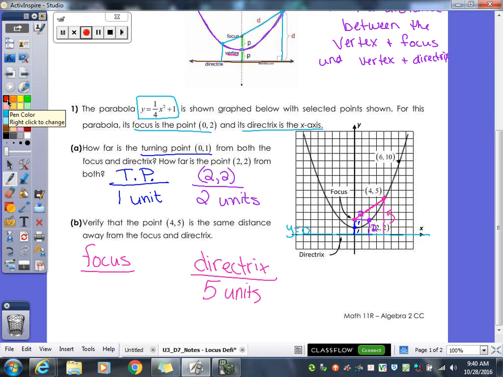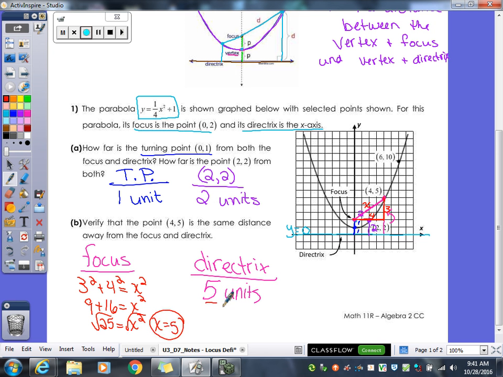So what I need to do is create a right triangle here. That's 1, 2, 3, 4 units for my base, and 1, 2, 3, 3 units for my height. So one way I can figure this out is by using the Pythagorean theorem. That will give me my distance from my focus, this side right here, my x. So that would give me 9 plus 16 equals x squared. So 25 equals x squared. Take the square root, and we get x equals 5. So see, it is the same distance from both the focus and the directrix.